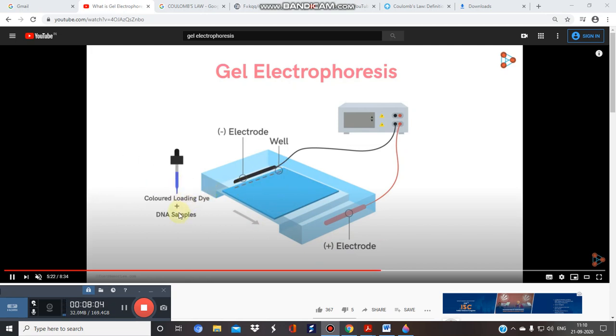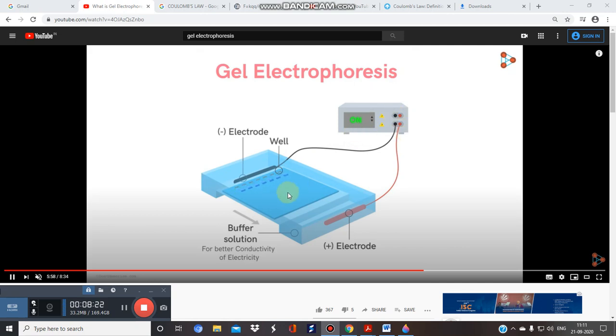And what happens? We will use a color dye because DNA is colorless. So to observe the movement, we use a dye, and there are different types of dye we use. Okay, and apart from this, we also use a buffer solution to enhance the conductivity. So this is the application of the sample mixture with the dye.